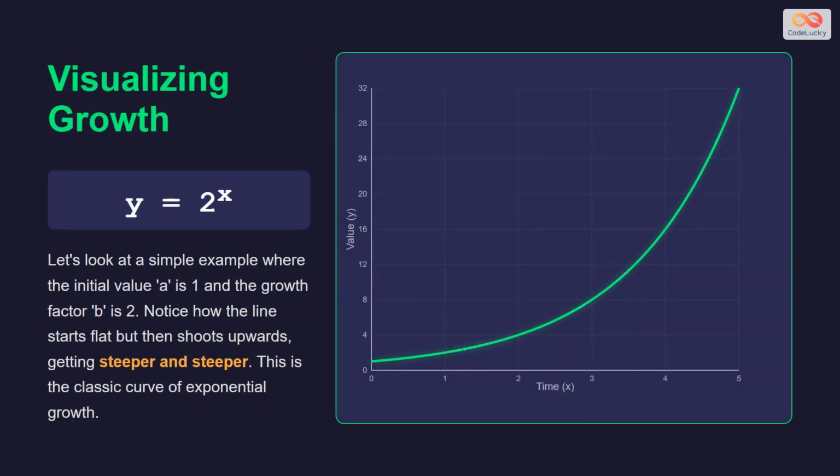For growth to happen, the base, b, must be greater than 1. If b were 1, nothing would change. If it were less than 1, the value would decrease. But when b is more than 1, the value increases with each step, leading to exponential growth.